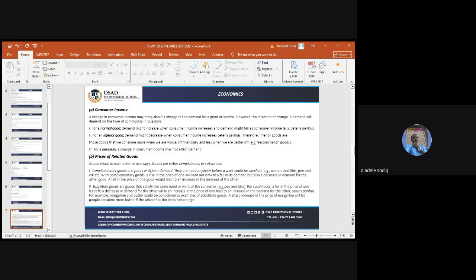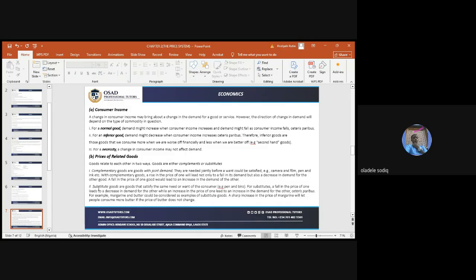Ceteris paribus. Example, Milo and Bonfita. Both of them are chocolate. You know Ovaltine? So all of these are chocolate, Bonfita, Milo. They are substitute goods. Substitute means they serve the same purpose.